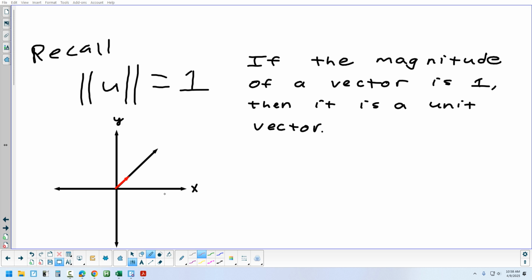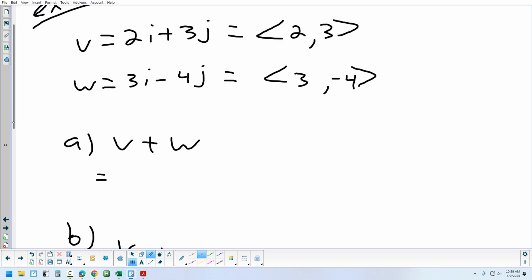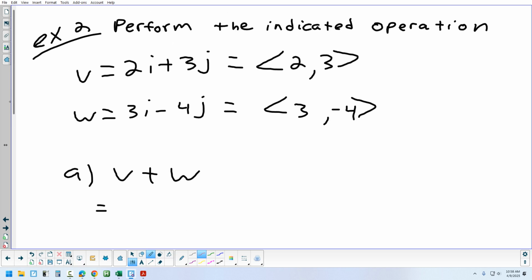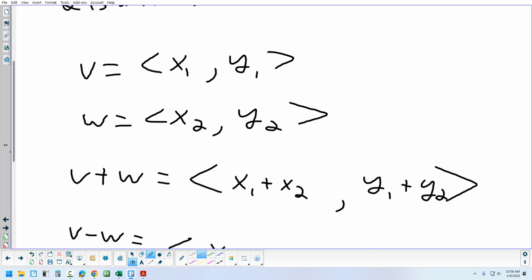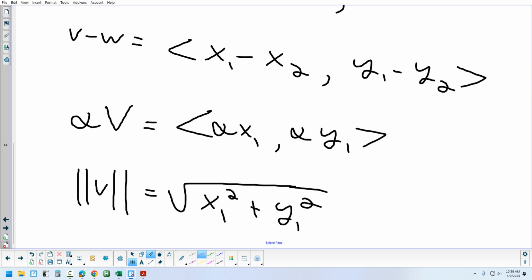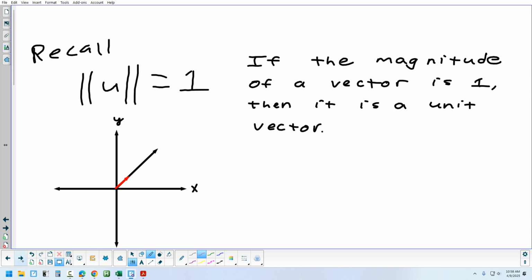All right, so we left off last time looking at the formulas for adding, subtracting, scaling, and finding magnitude, all without doing any sketches. Okay, so we went through all those formulas. Another thing we're going to look at is how we can take a vector that's not a unit vector and turn it into a unit vector. Okay, just a reminder, if you don't remember, unit vector means that it is 1 unit long.